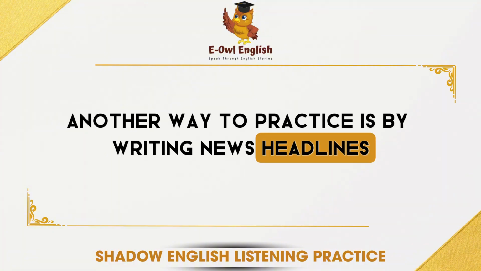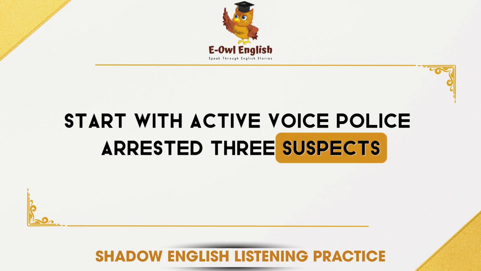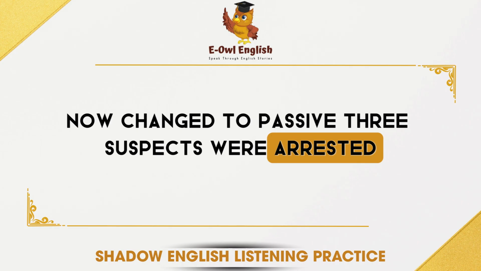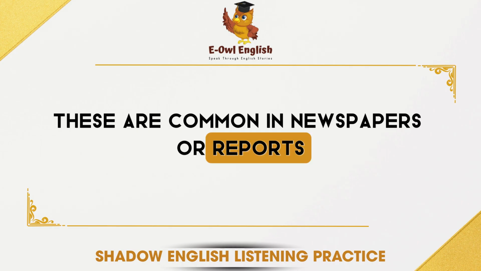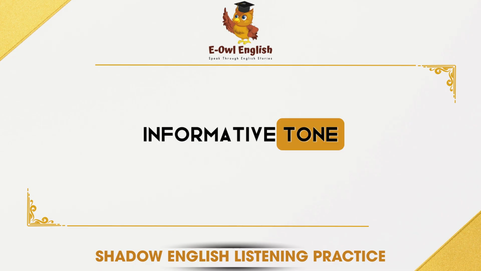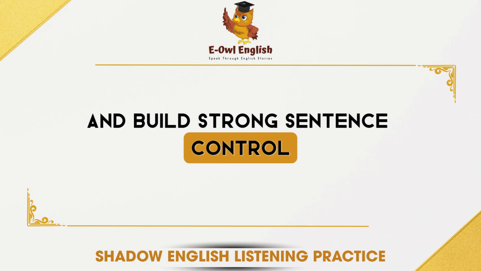Another way to practice is by writing news headlines or short reports. Start with active voice: police arrested 3 suspects. Now change to passive: 3 suspects were arrested. These are common in newspapers or reports. Passive voice helps create a neutral, informative tone. Practicing with headlines builds strong sentence control.